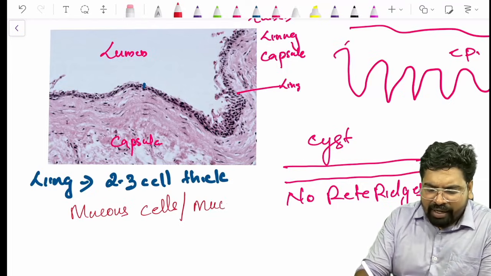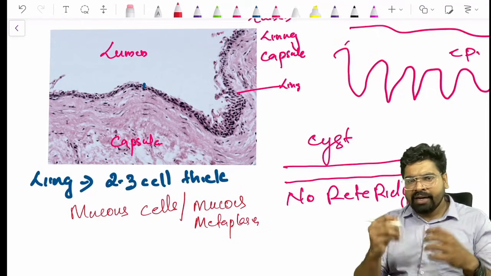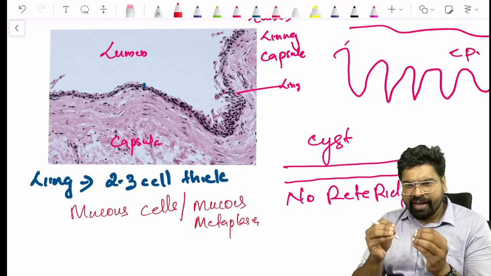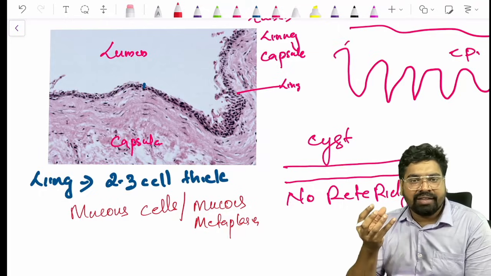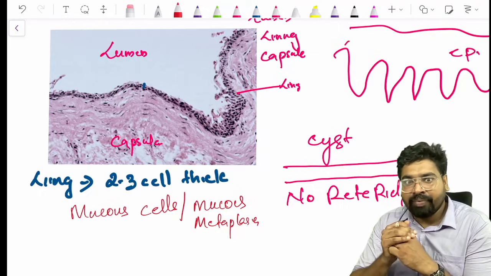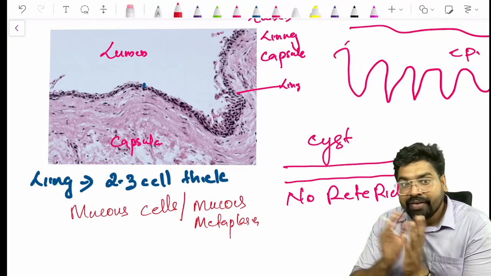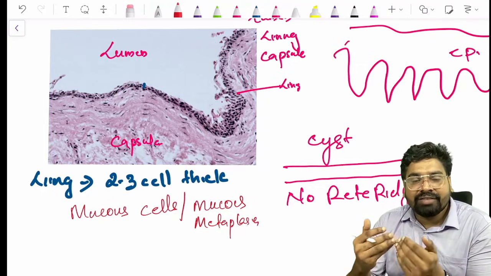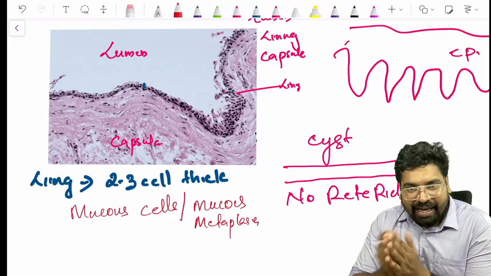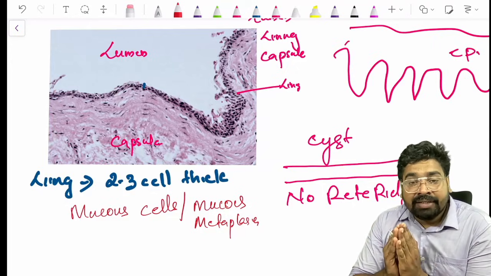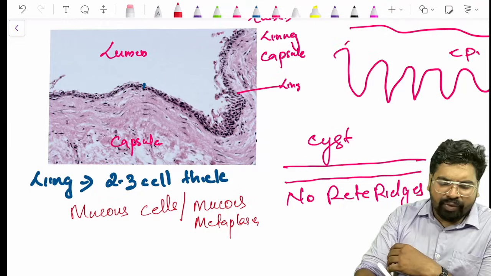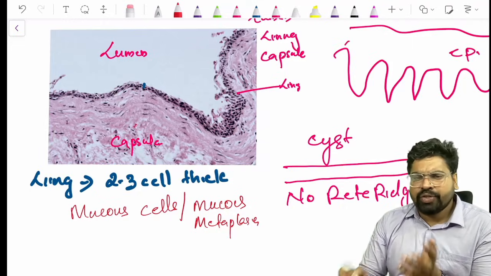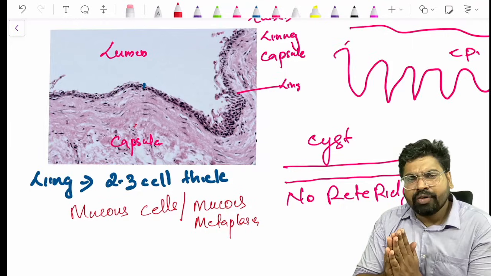We call it mucus metaplasia. What do you mean by that? In between these cells, in some places, you can see small mucus cells, just like the cells you see in the salivary glands. That is called mucus metaplasia, and that's a threat actually, which we will come to. The capsule is just a connective tissue capsule, with no significant finding in the capsule of a dentigerous cyst.